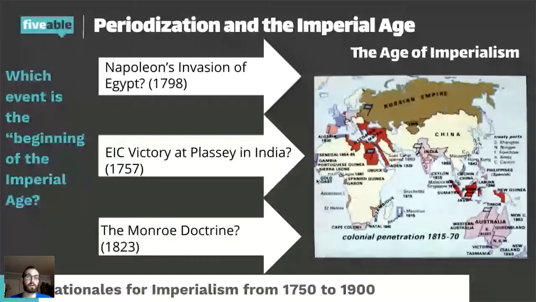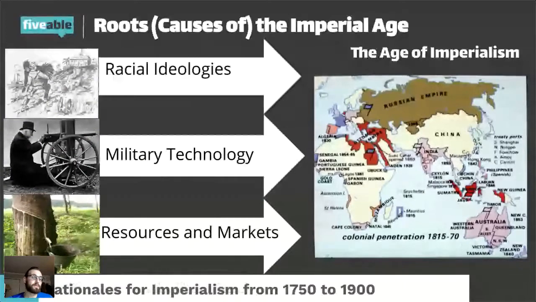I've held it up long enough. So, three of the biggest causes, if you will, the pillars of the Imperial Age, two of which have already been hinted at, would be the demand for resources and markets. Military technology does play a really big role. And that goes hand in hand with industrialization because you can't produce a lot of military technology if you don't have factories to do so.